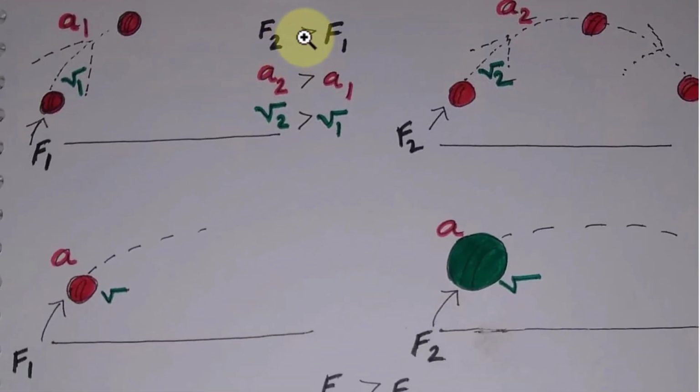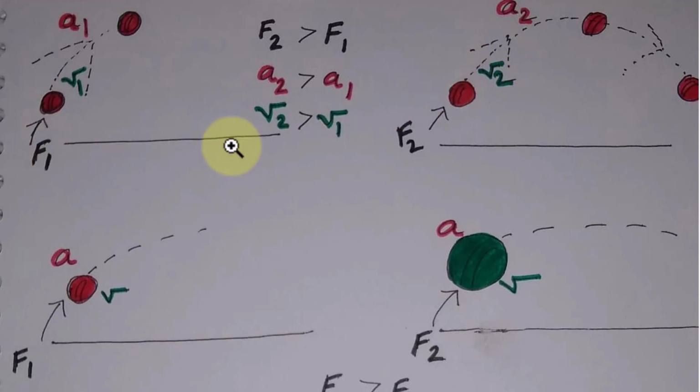Here the difference is in the force. F2 force is more than F1. When you apply more force on the body, what happened? v2 is greater than v1, a2 is greater than a1. When you apply more force on the body, it will move with more velocity and produce more acceleration.